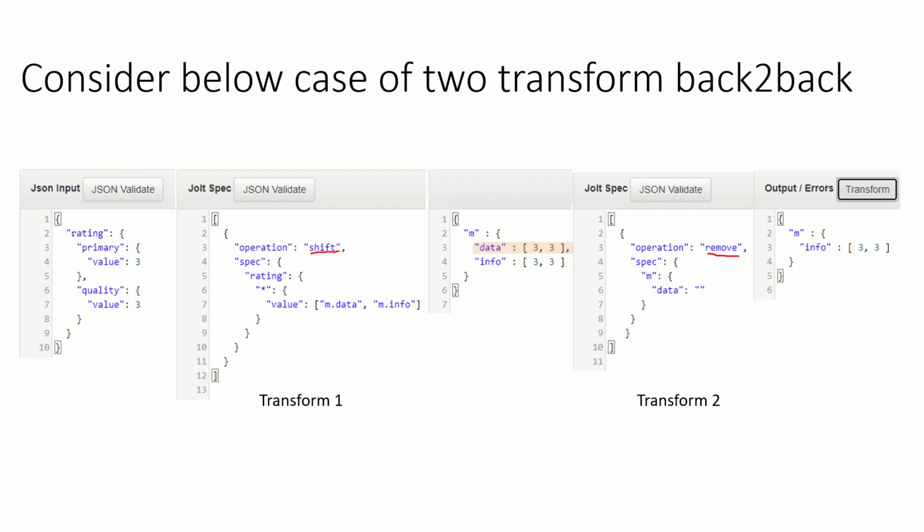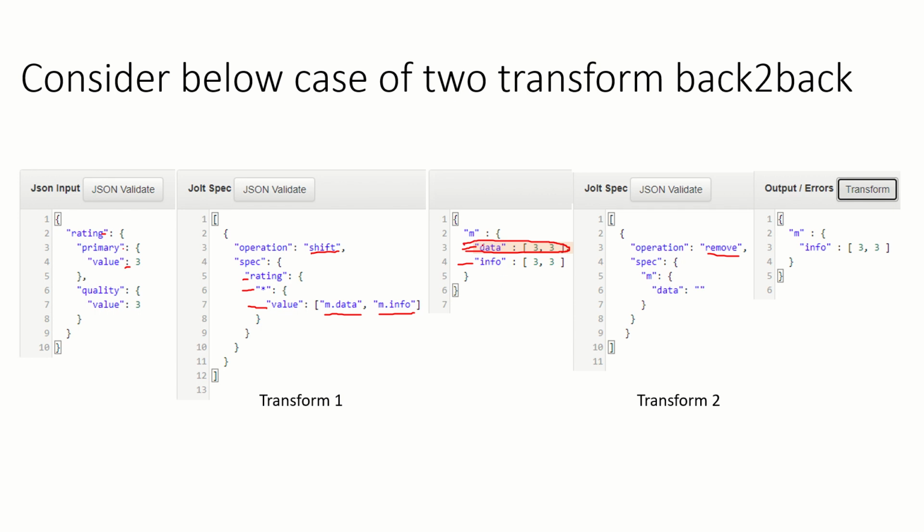You have an input here. You shifted: all ratings, iterated over all fields, picked up all values, and then placed them into two outputs, m.data and m.info. So I got the same output, number 3, into data, and number 3 into info also. But I want to remove this data and just keep info.